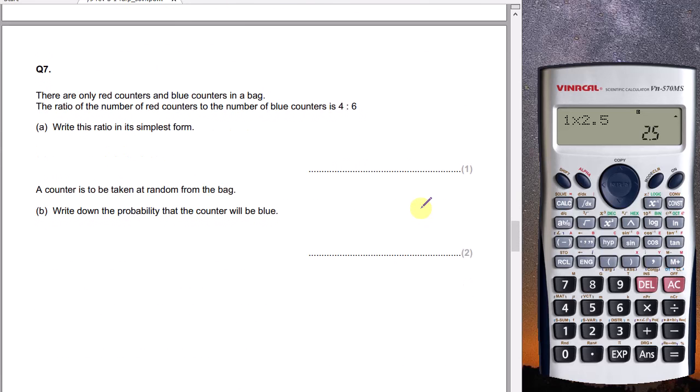Question 7. Ratios in their simplest form. Simplest form for 48. Both of these numbers will divide by 2, so we get 2 to 3. A counter is taken from the bag. Write down the probability the counter will be blue. Well, red is that side, blue is that side. So we've got 2 to 3, and we add them for the total, which is 5. So the probability of blue is the 3 blue out of 5 that we have.